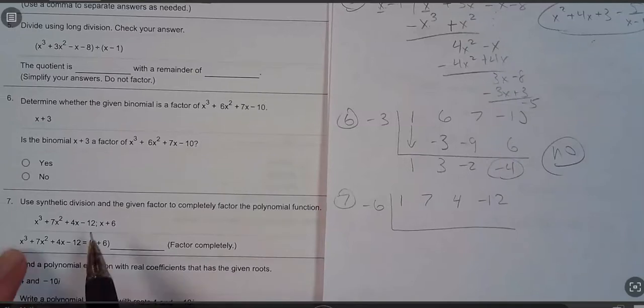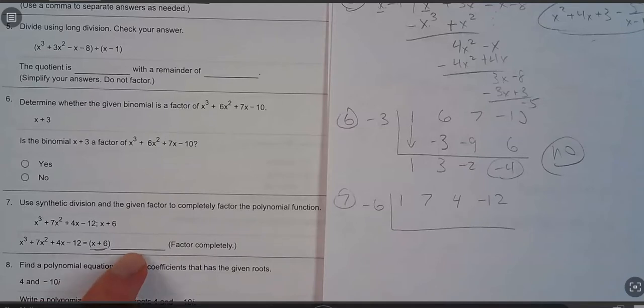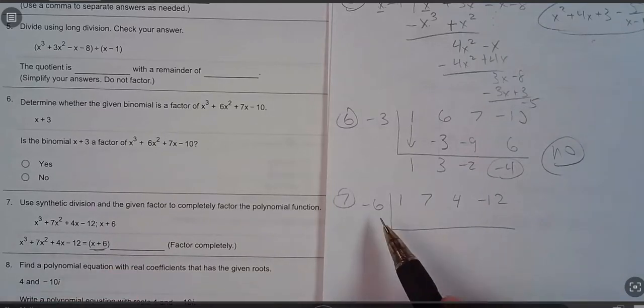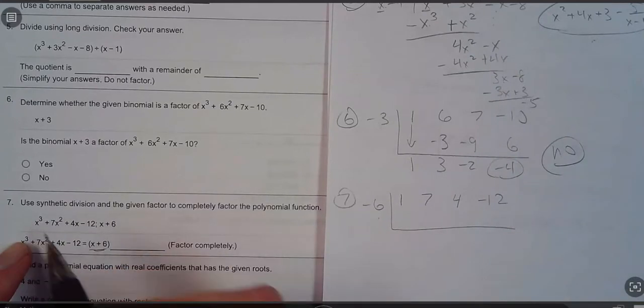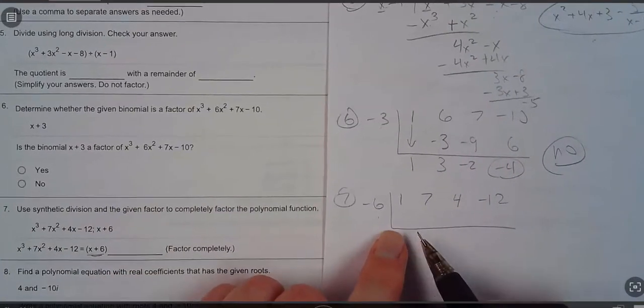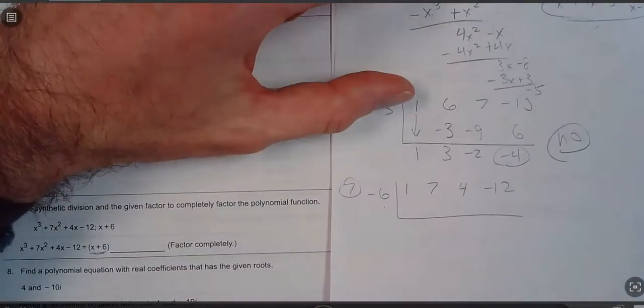Number 7, use synthetic division and the given factor to completely factor it. So basically they're saying that x plus 6 is one of the factors. So notice it's already written there. We want to find the other factors. So I'm going to divide by it. I'm going to divide by negative 6 to get that out of there. Whatever is left, if this is a cubic, whenever I divide, I'll be left with a quadratic. I can use quadratic formula to find the rest, or factor if it looks like you can factor it.